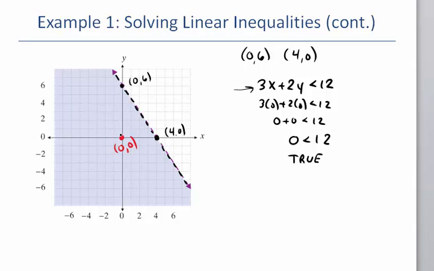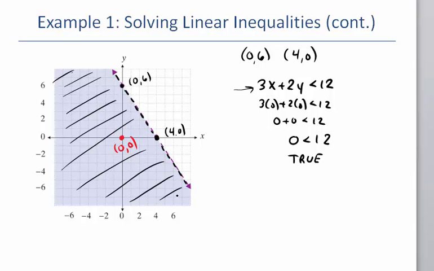And if I prove that I have one point over here that's the solution, then every point on this side will be a solution. And so what I then need to do is come in and say everything over here, shading this entire side of the graph, represents the solution to the linear inequality. If we had gotten a false statement over here, we would have then shaded on the other side.